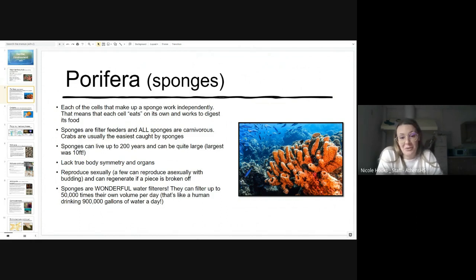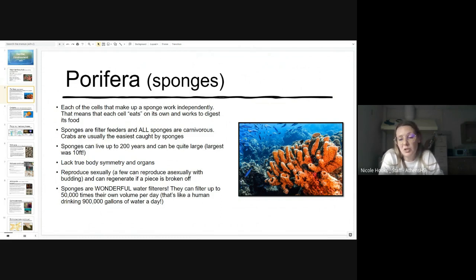Sponges can actually live up to 200 years and can get quite large. They grow constantly, and so the largest we've found is actually 10 feet, and so it's very, very old. They lack true body symmetry or organs. That right now doesn't mean a whole lot, but when we talk about the other kinds, it does mean a lot, the fact that they're different in that way from the other phyla.